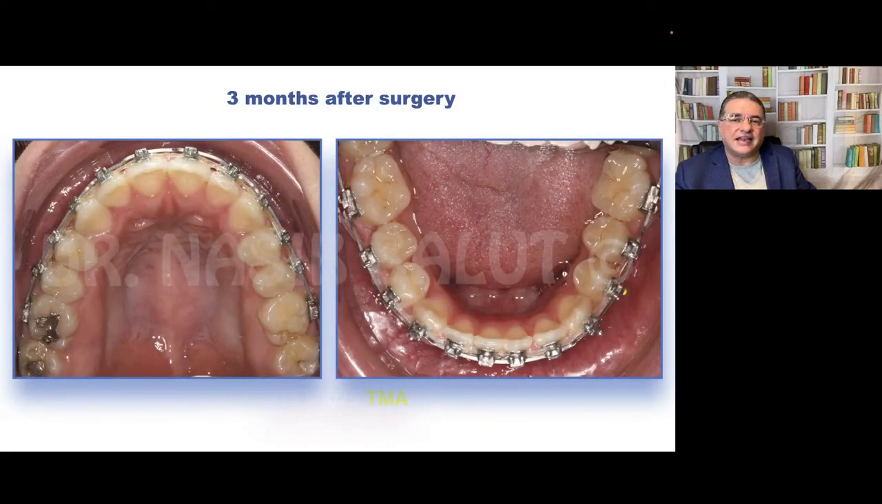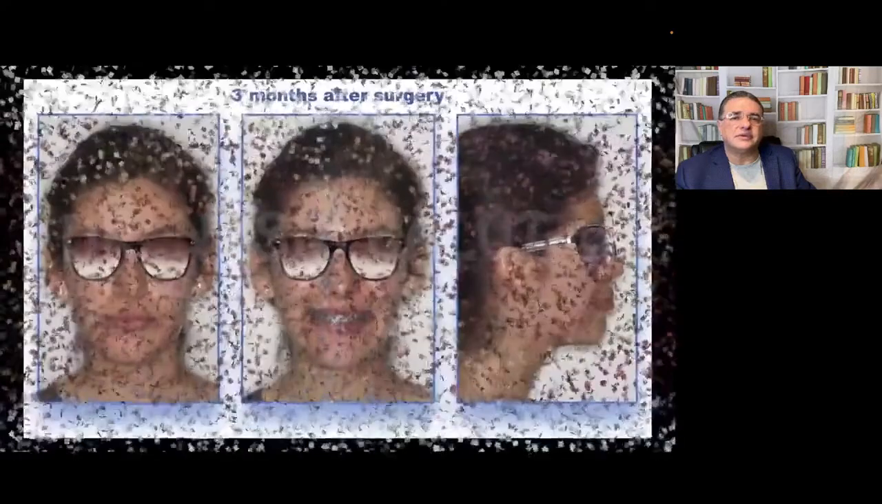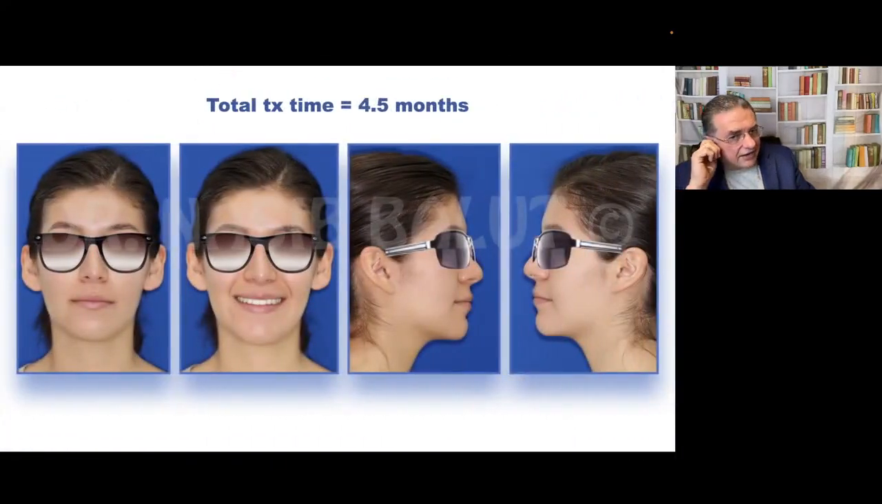Everything is level and aligned, upper and lower. We have a better occlusion, and this is her when we debond. Her case lasted 4.5 months. That's one of the biggest advantages of surgery first cases. We reduce the amount of treatment time because we eliminate that pre-surgical orthodontic time.